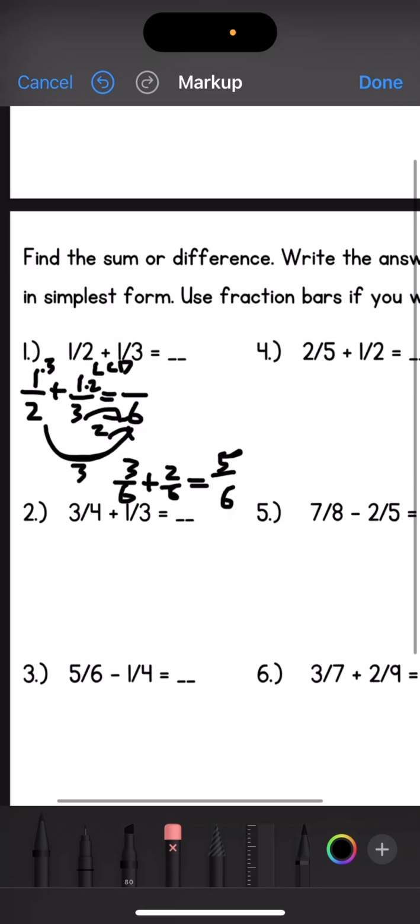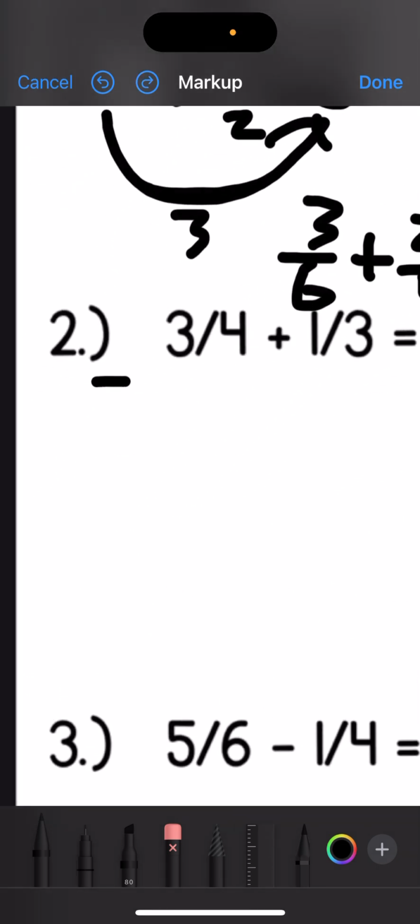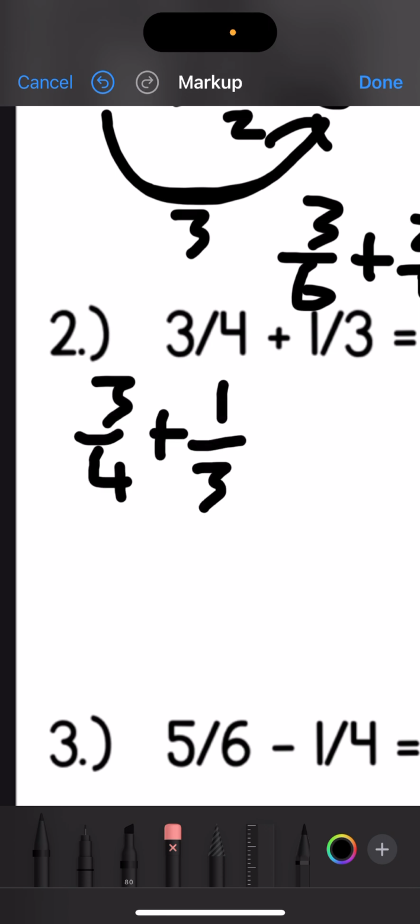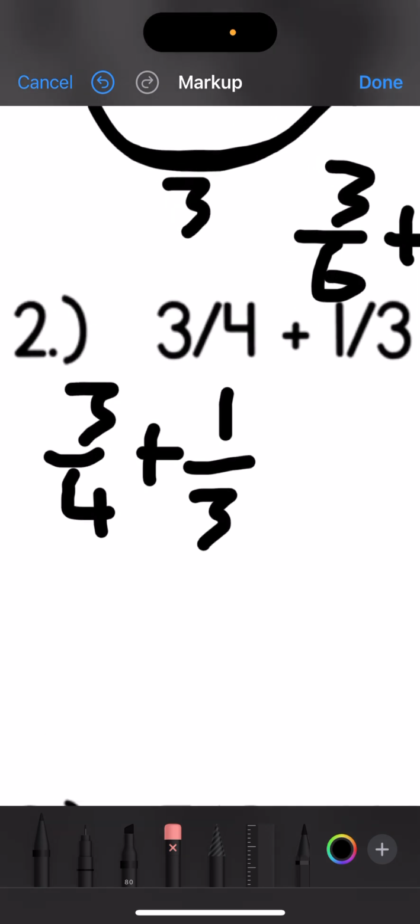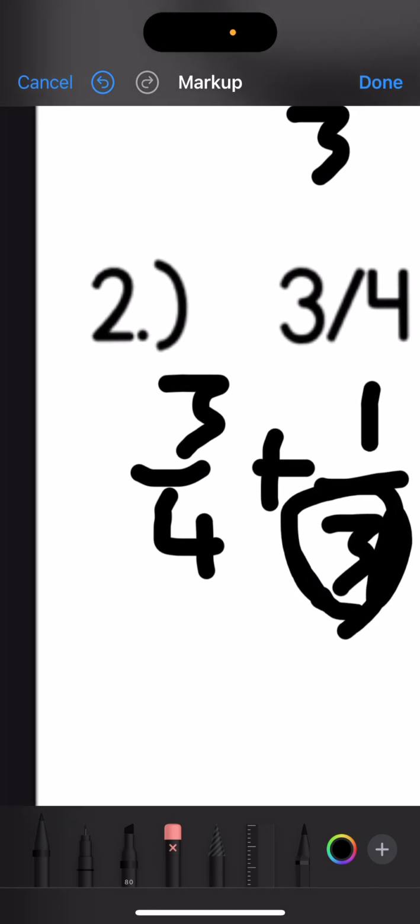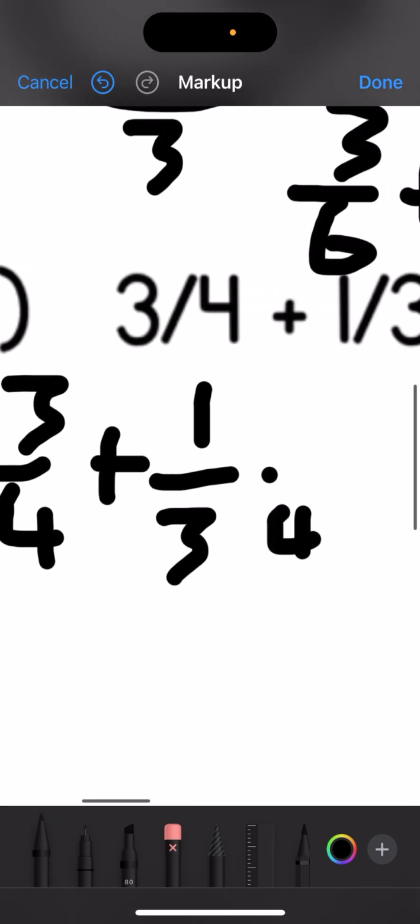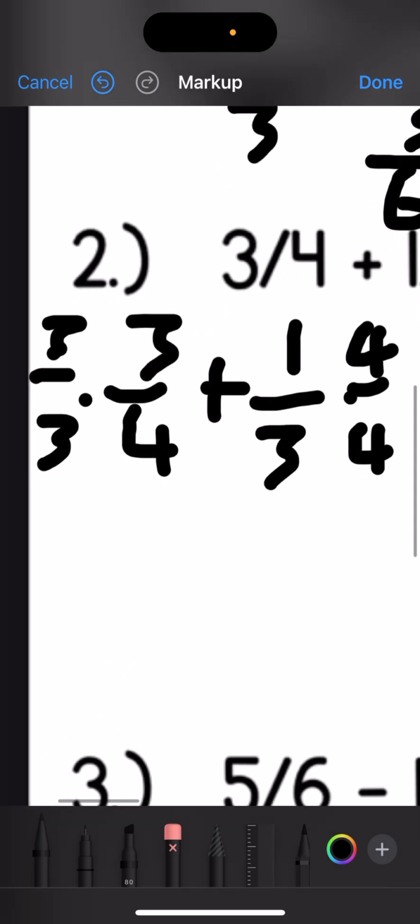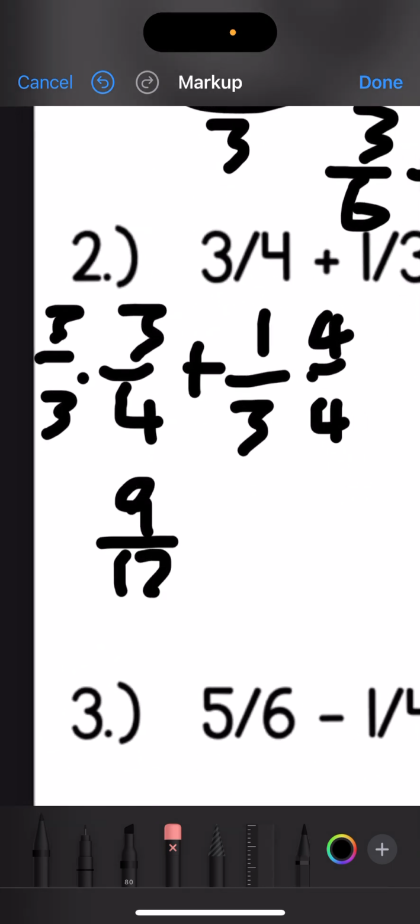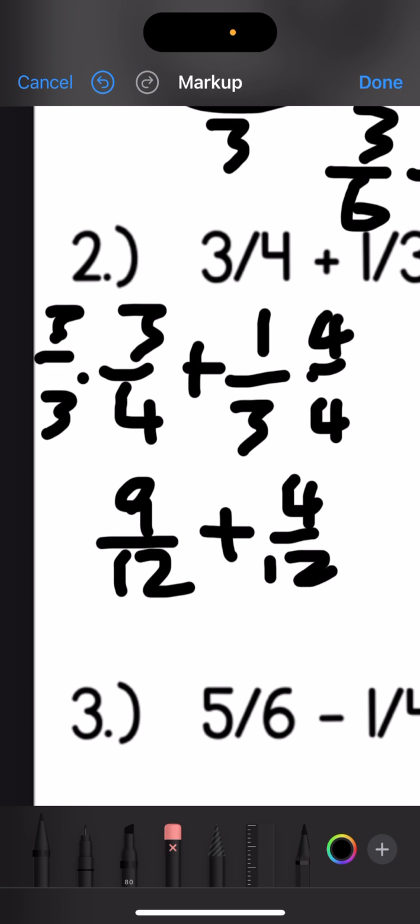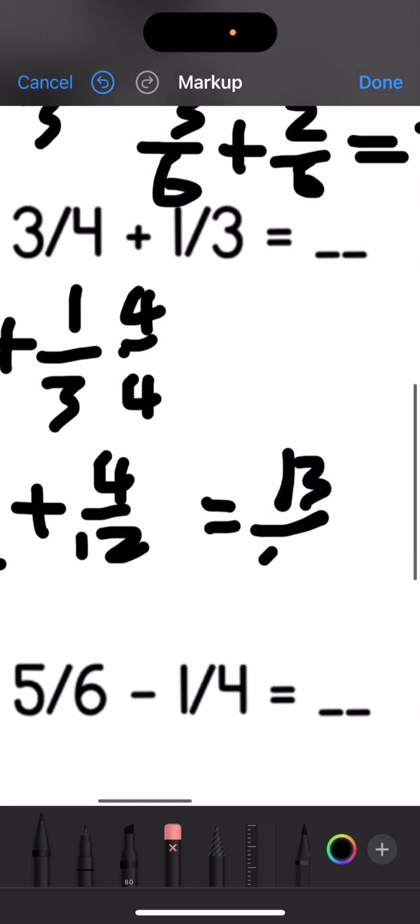Is equal to 5 over 6, and the 5 will be up right here. Okay, 3/4 plus 1/3. Okay, so this is the same thing. One way to find the least common denominator is to multiply by the other one, which means that if I want to find a least common denominator for 4, I will multiply by 3 because 3 is the other denominator. And for this side, we will multiply by 4 over 4. So we'll get 9 over 12 plus 4 over 12, which gives us 13 over 12.